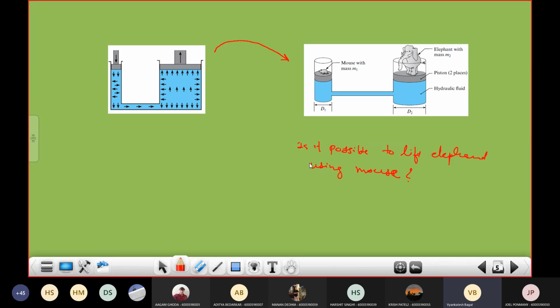So the answer to this question is hidden in Pascal's law, right? So what do you think? Is it possible to lift this elephant using a mouse of such a small mass m1, where the mass of the elephant is m2? Is it possible?